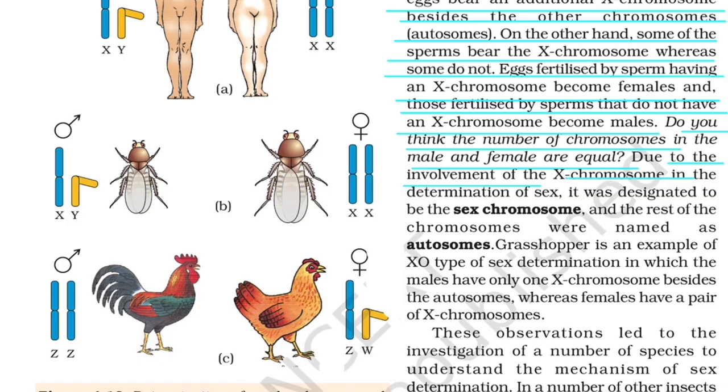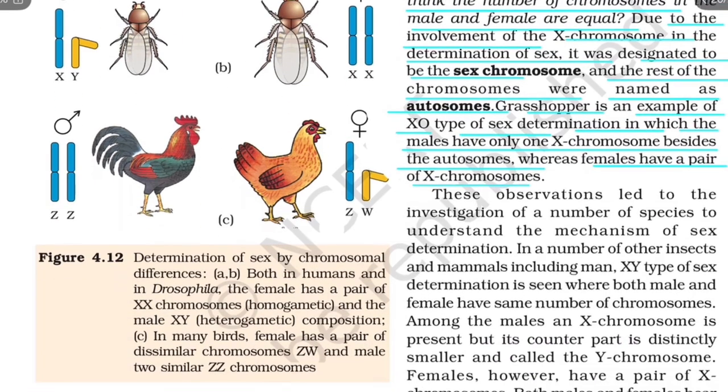Due to the involvement of the X chromosome in the determination of sex, it was designated the sex chromosome, and the rest of the chromosomes were named autosomes. Grasshopper is an example of XO type of sex determination, in which males have only one X chromosome besides the autosomes, whereas females have a pair of X chromosomes.